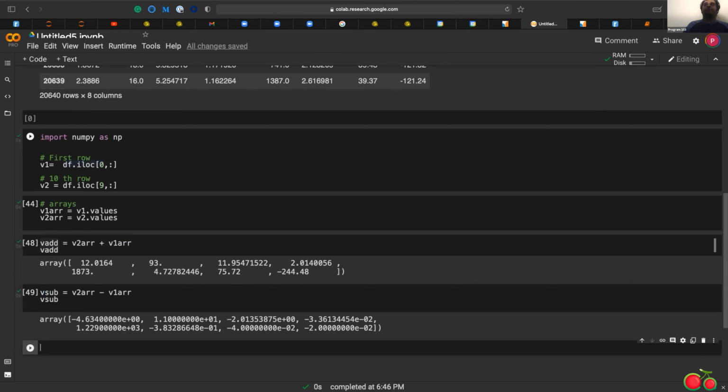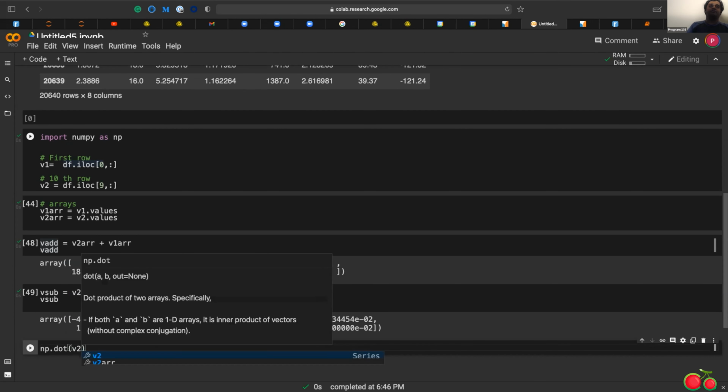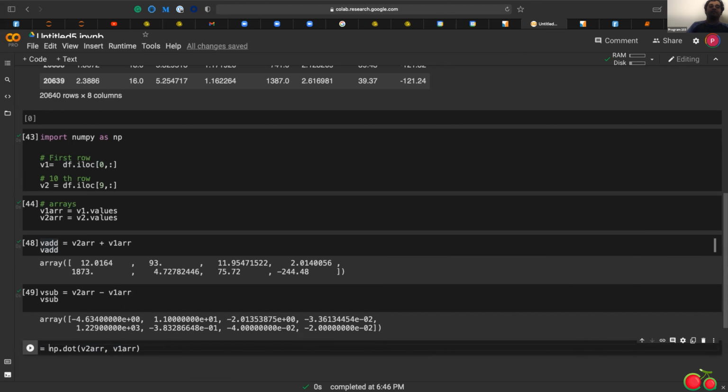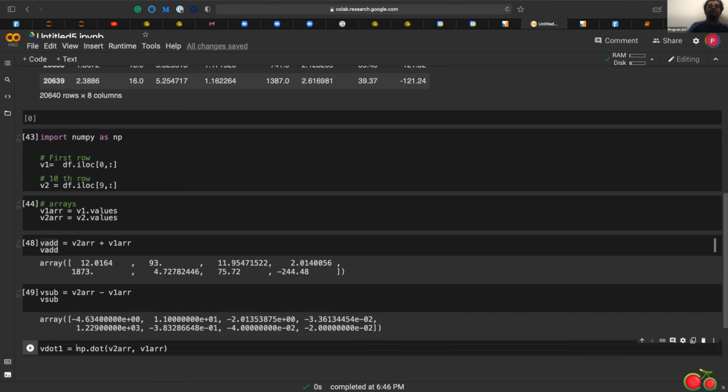Now what about dot product? How do I calculate the dot product? There are two ways of doing that. One way is I can just use np dot, and then I can do v2 array, v1 array. I'm just going to call it v dot 1.